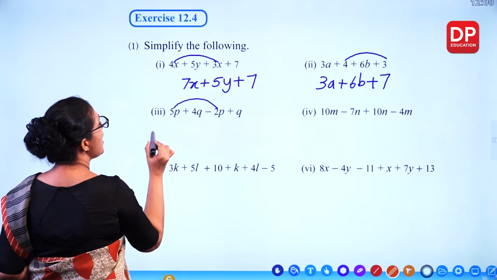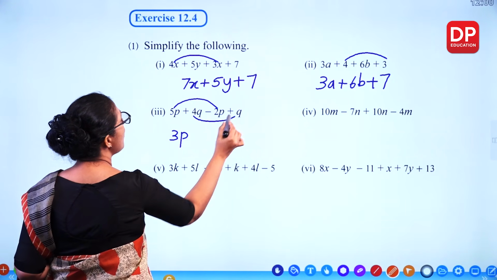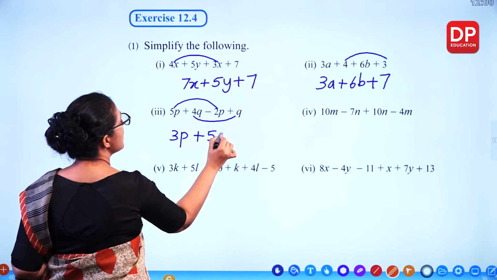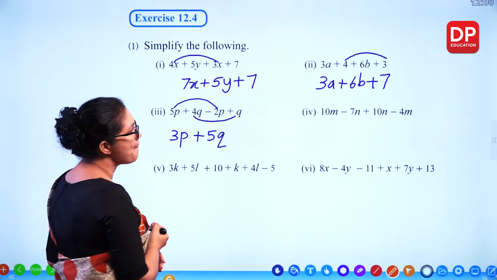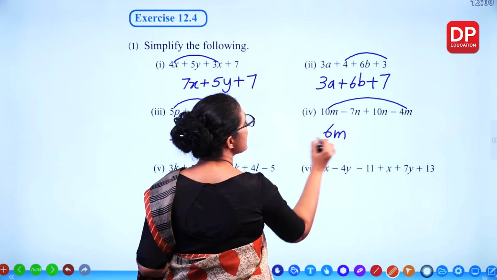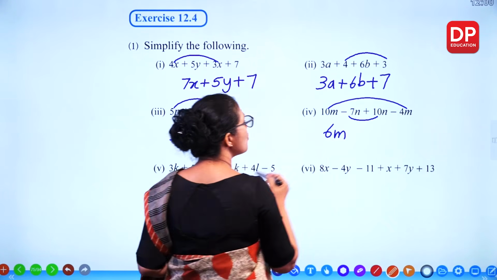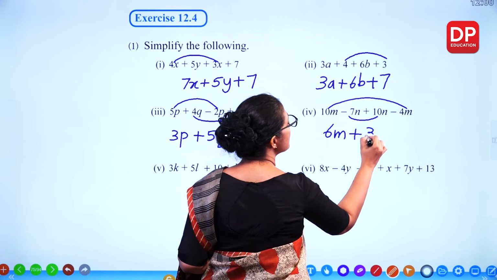Here 5p minus 2p, that's 3p. 4q and q, you get 5q. This one, 10m and minus 4m, 6m. These two you can subtract. 10 minus 7, that's 3. So 3n.